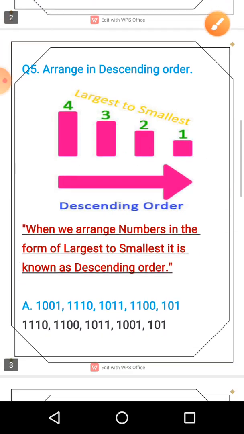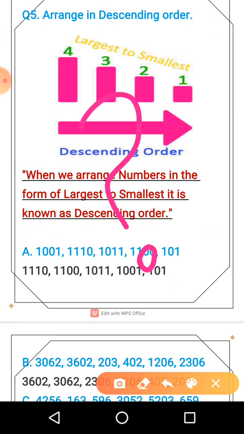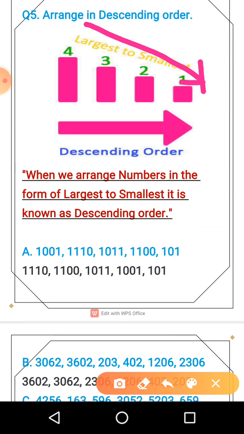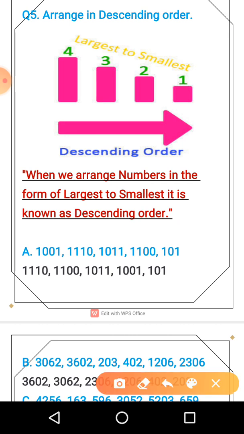Next is arrange in descending order. So now what is descending order? See, descending order is an order in which we arrange the numbers in the form of largest to smallest. Like the very first we put the largest number and in the last we put the smallest number. I hope this is clear to you. So now let's talk about the definition of descending order. When we arrange numbers in the form of largest to smallest, it is known as descending order.